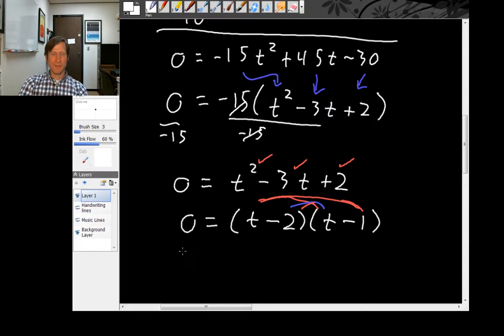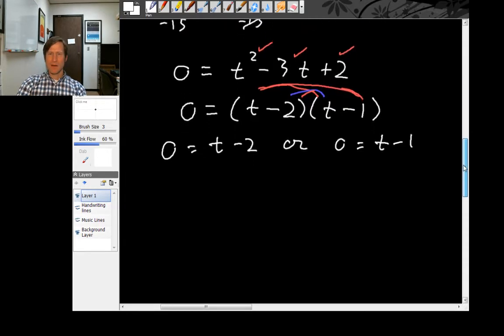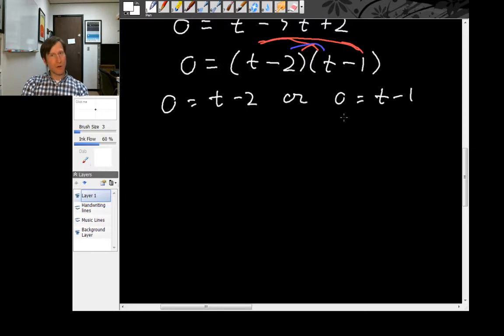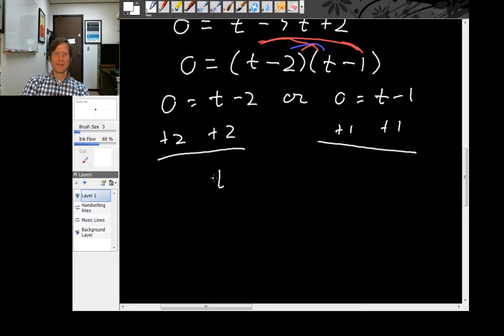Now we can finish solving. So we have 0 on one side and a product on the other side, so now we can use the zero product property. So either 0 is t minus 2 or 0 equals t minus 1. Now at this point, both of these are linear equations, so we can finish solving these in the usual way. Add 2 to both sides over here. Add 1 to both sides over here. We get either t equals 2 or t equals 1.